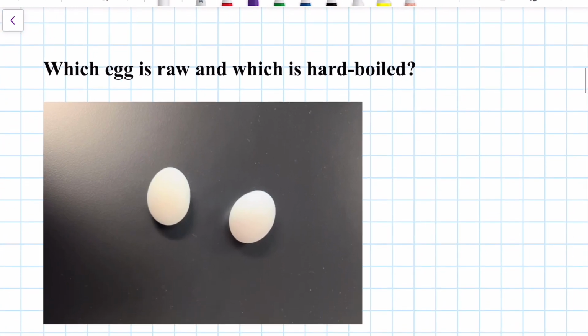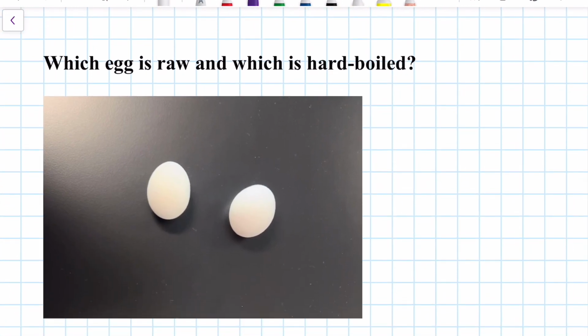Now, I have a picture of two eggs, one hard-boiled, one raw. How can you know which one's which? Some of you might say, well, I'll just shake them to see which one is which. But let's say you couldn't do that. Let's say you cannot lift them off the table. You can just touch them for a few seconds. And of course, you don't break them, because then it stinks.